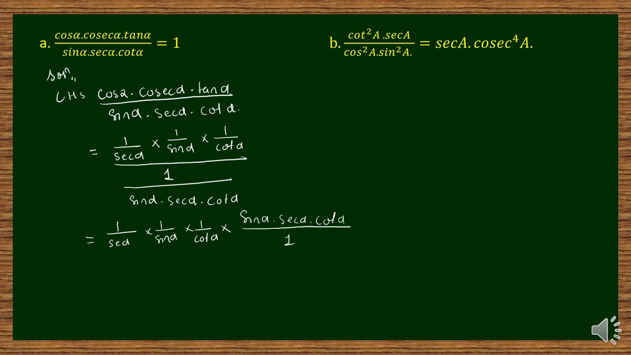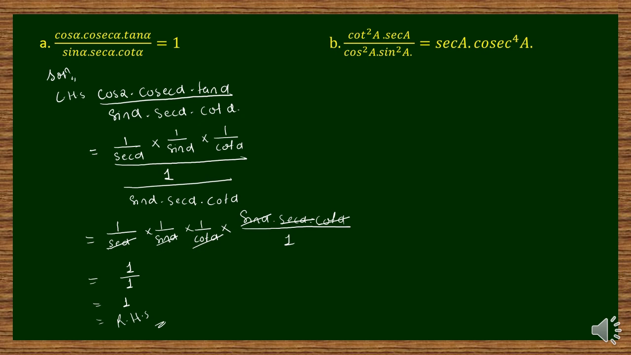So we can see this sec alpha and this sec alpha is cancelled, this sin alpha and this sin alpha get cancelled, and this cot alpha and this cot alpha get cancelled. So we have 1 divided by 1, that is equal to 1, and it is our RHS. Proved.